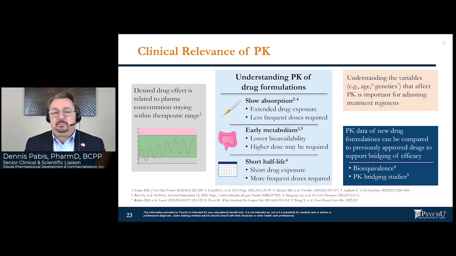But if we're going to understand the PK of these drug formulations, so if we have slow absorption, for example, with an LAI, you have extended drug exposure, less frequent dosing is required. You have early metabolism, so there may be a lower bioavailability and a higher dose may be required. And if you have a drug with a short half-life, there's short drug exposure and you have maybe more frequent doses that are required. So if we understand these variables that affect PK, it can be important for us to understand how we may need to adjust treatment regimens.